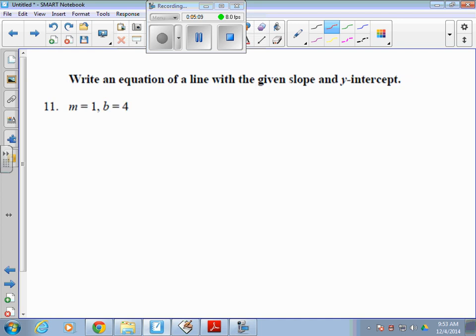Number 11 says write an equation of the line with the given slope and y-intercept. Isn't that nice of them to do this for us with all the work we've been doing? Y equals mx plus b. All we got to do is put y equals m's value times x plus b, nice and neat. M goes in right there, 1x. B goes in right there, positive 4.